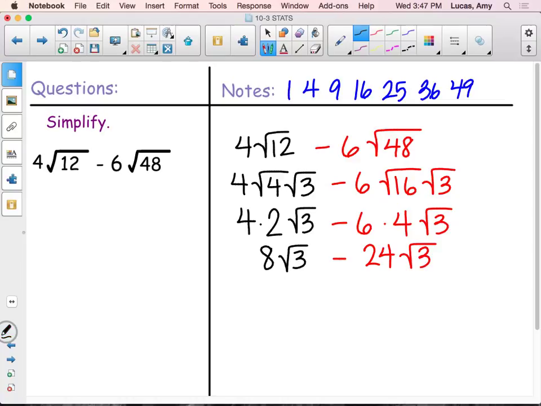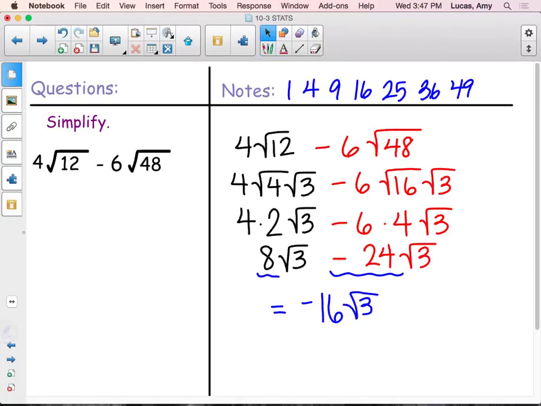What's different about this one is that these coefficient numbers in front, 8 minus 24 is negative 16. So negative 16 times the square root of 3 is your final answer in simplest radical form. So your answer could be positive or negative on these problems.